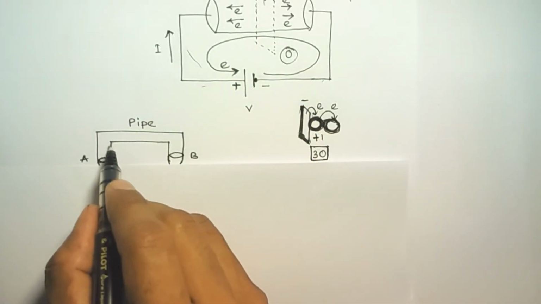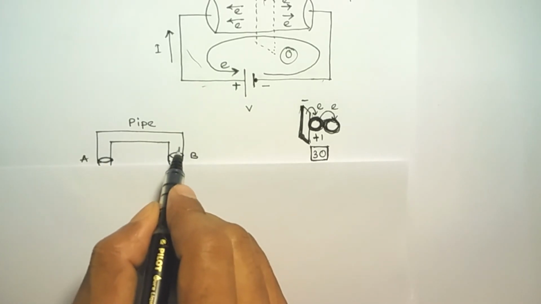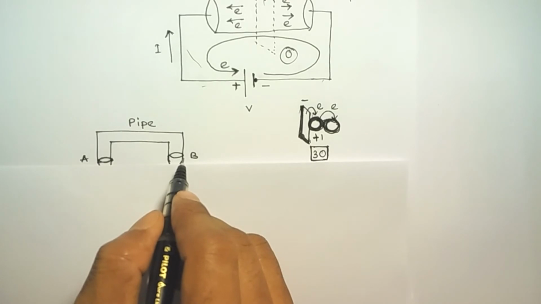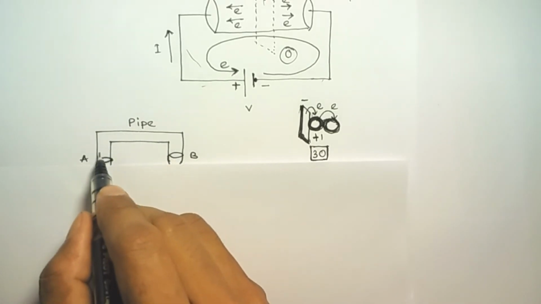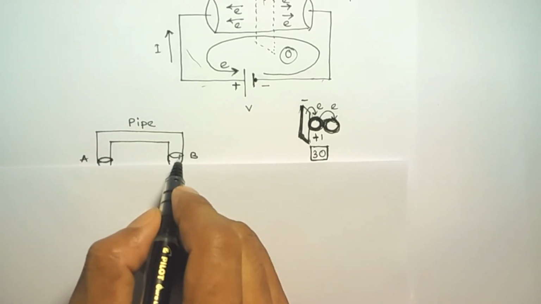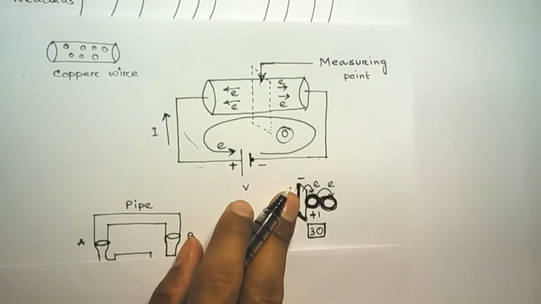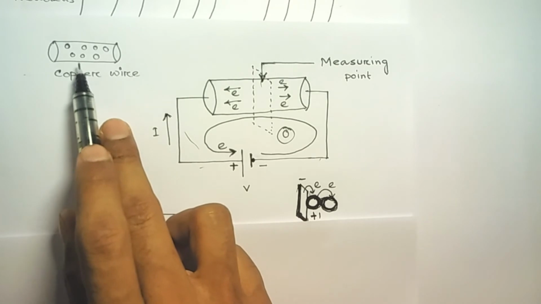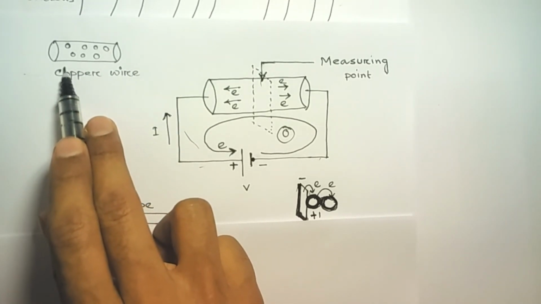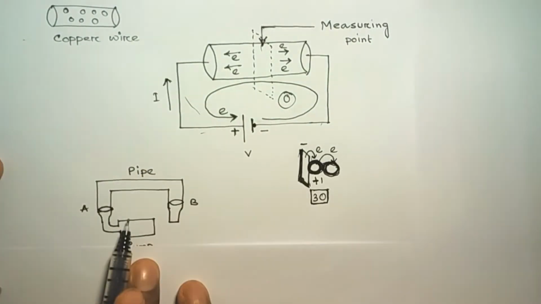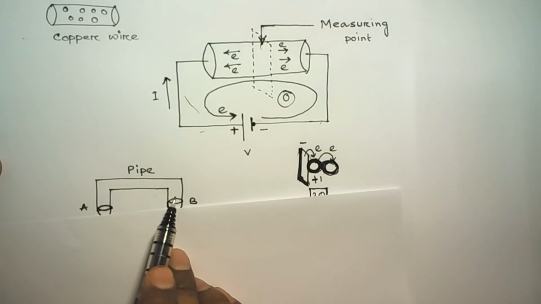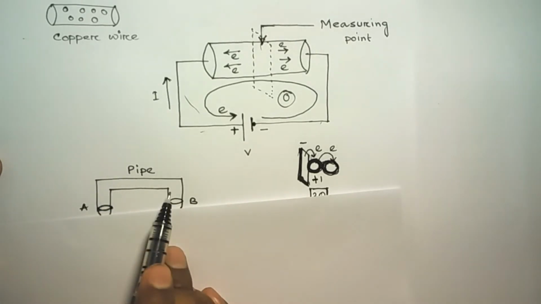Let us consider this is a pipe through which water flows. This is the A terminal and this is the B terminal. Now in this case this is open. There is no pump connected with this pipe. That means this seems like this copper wire. There is no voltage source connected with this copper wire, and for this pipe no pump is connected with this pipe.